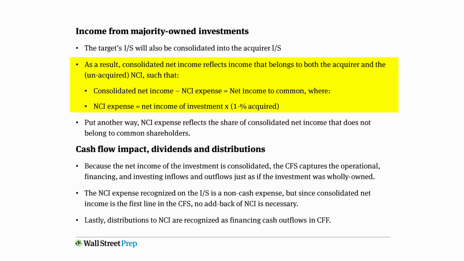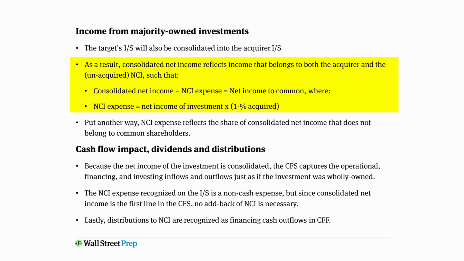Now, this creates a bit of confusion, because consolidated net income captures all net income belonging not just to the common equity, not just to the business that is acquired, let's say 80% of another business. So it's not just the acquirer's net income plus 80% of the investment's net income. It's the total net income that belongs to both businesses together. And to get from that total net income to the net income to common shareholders, you actually have to subtract the income that belongs to the non-controlling interests.